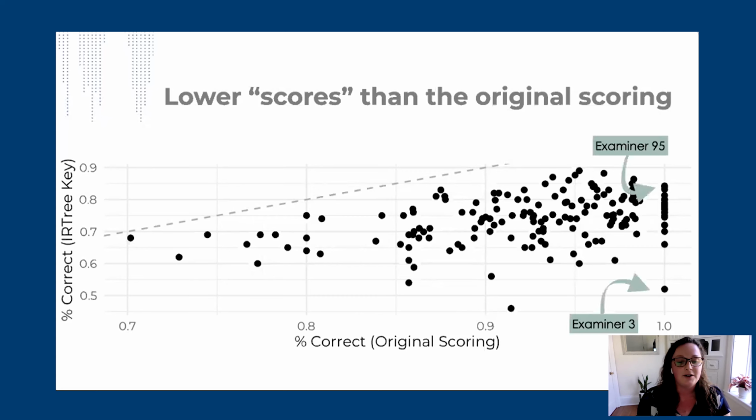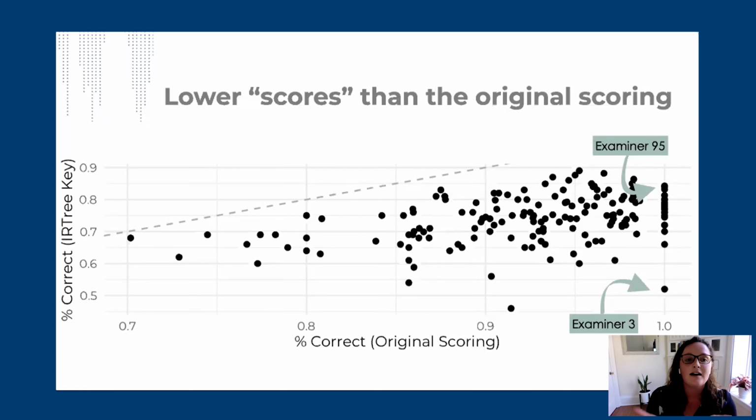And really what I want to point out is that there are these two examiners. Examiner 95 is this top dot, and examiner 3 is this lower dot. Both of these examiners had 100% correct if we are just using the error rate scoring, so they didn't make any false positive errors and they didn't make any false negative errors. But if we're using the IRT and consensus-based answers, they get extremely different scores. Examiner 95 is up here at like 85%, and examiner 3 is closer to 50. So this is a huge discrepancy.